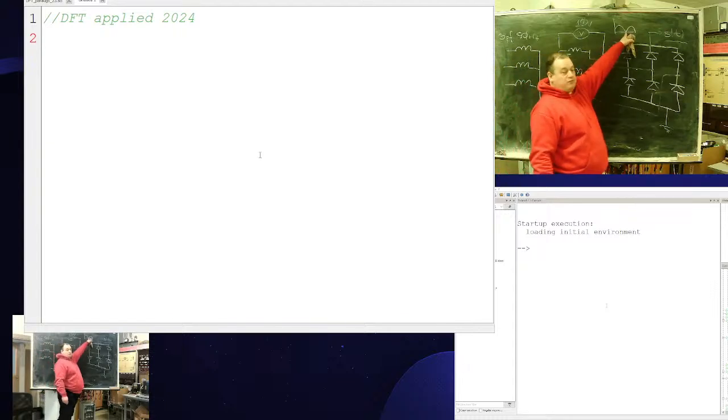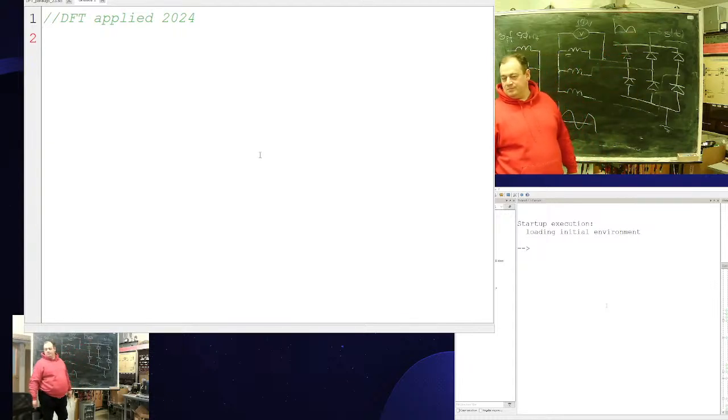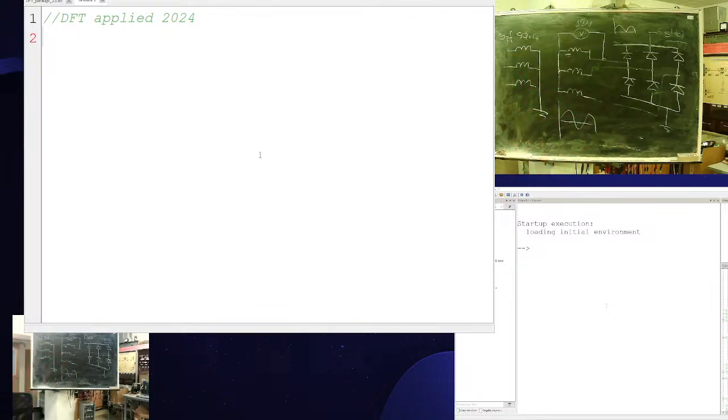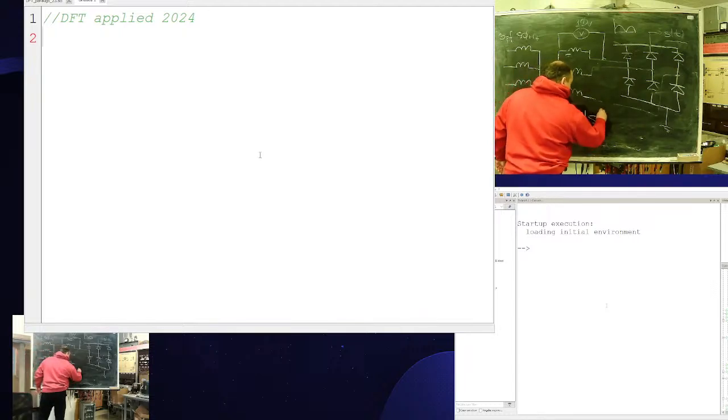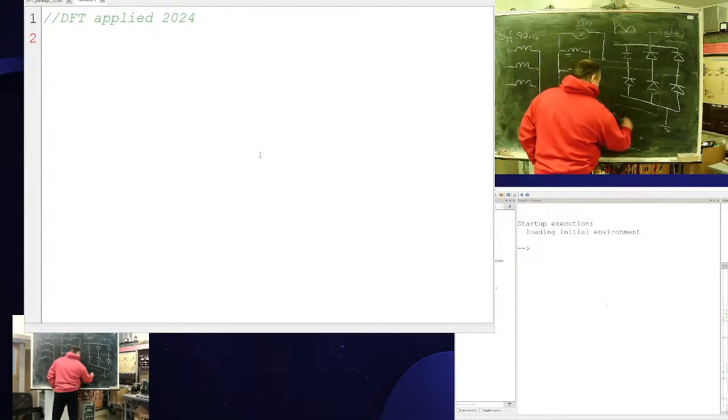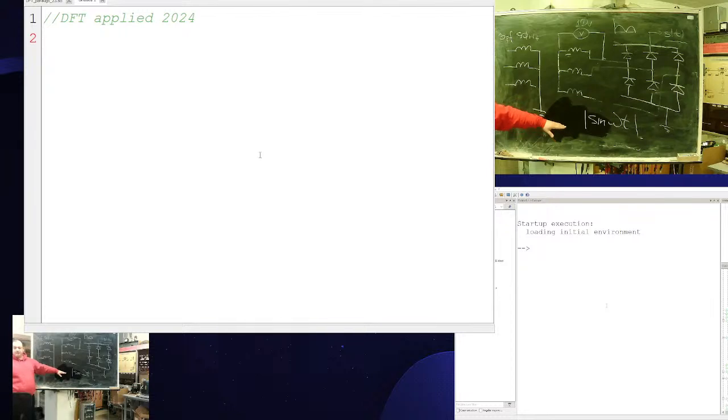What's the math expression for this? Sine, or at the transformer output it will be sine, and this one, no? Absolute value of sine. The voltage we see is the absolute value of sine omega t. But what is in front of it? I have 10 volts here. 10 volts is a phase voltage, yeah?